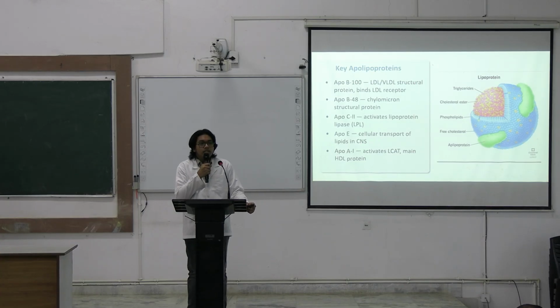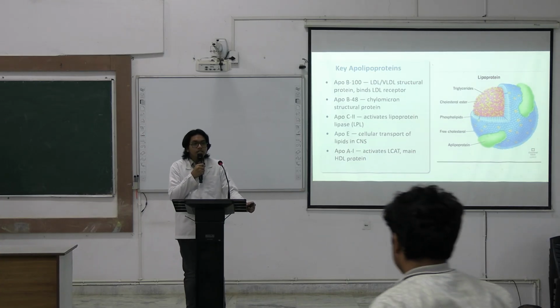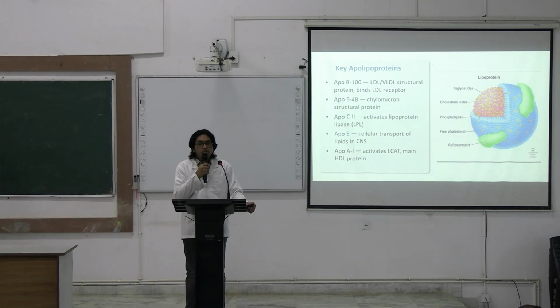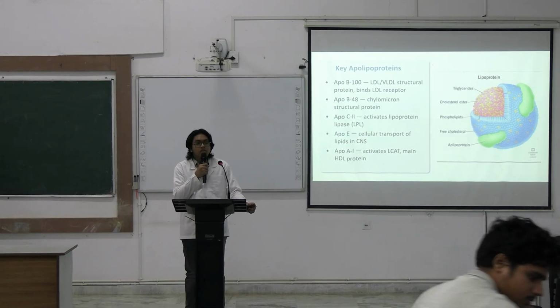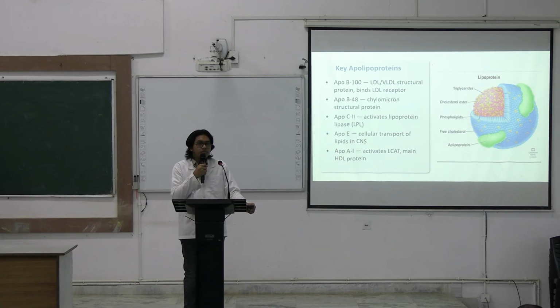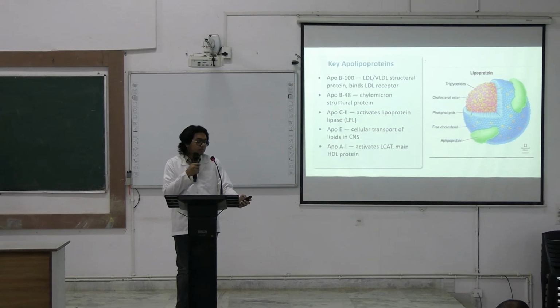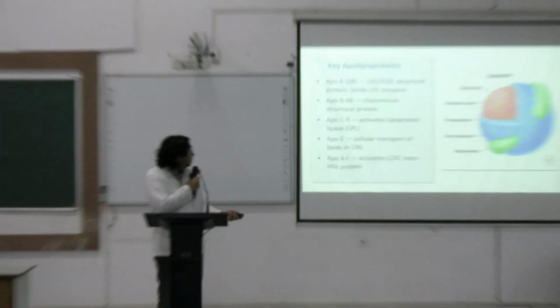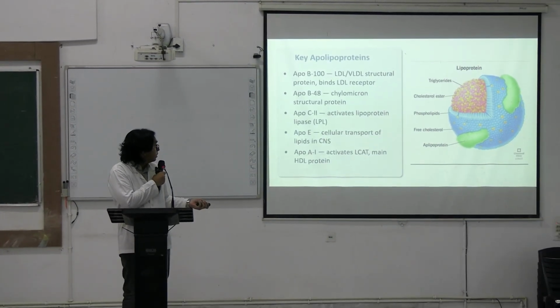And it also activates LCAT, lecithin cholesterol acyl transferase, which helps in the conversion of cholesterol to cholesterol esters for better transport. And then we have ApoE. It also has 4 isoforms: ApoE1, 2, 3, and 4. ApoE is also found in mature chylomicrons, LDL and VLDL, and the main function of ApoE is the cellular uptake of lipids in the CNS.